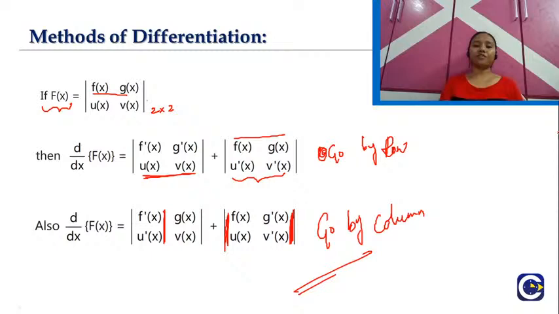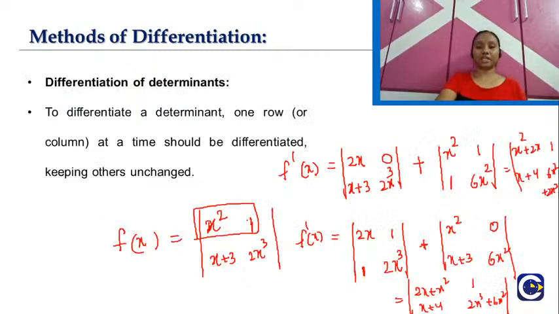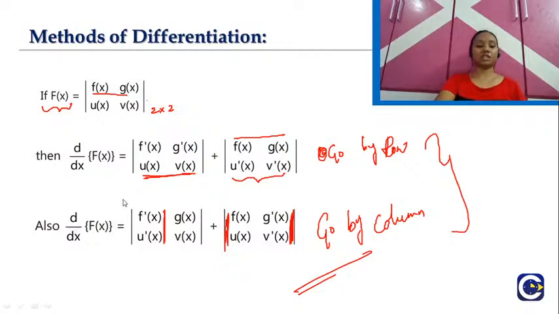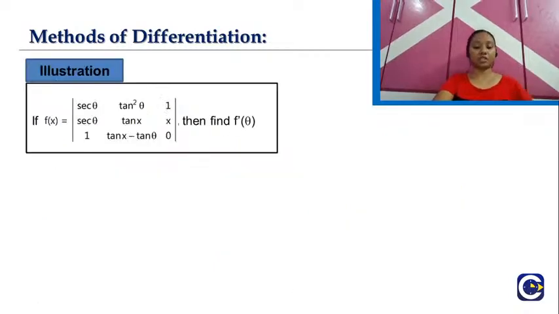Right. So you can follow either of them. If you want to go by row, then it's fine. If you want to go by column, that's also fine. So it's up to you. You can do it either way and find the differentiation of the given determinant. So here is a general methodology, and I have taken an example in the simplest form and just shown you the differentiation of a determinant. Now let's do a question in this regard of differentiation of determinants.